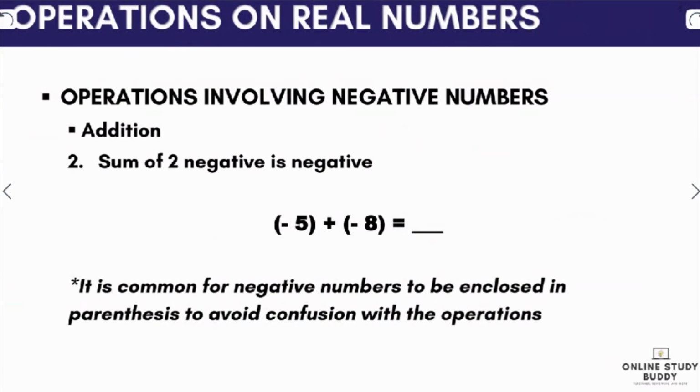Rule number 2, sum of two negative is negative. So, in this example, we have negative 5 plus negative 8 will result to negative 13. May note tayo na it is common for negative numbers to be enclosed in parentheses to avoid confusion with operations. So, in-enclose natin sila sa parenthesis para hindi tayo malito, especially kapag meron tayong subtraction, tapos sobrang haba ng expression natin. In-enclose natin sa parenthesis yung negative numbers natin.